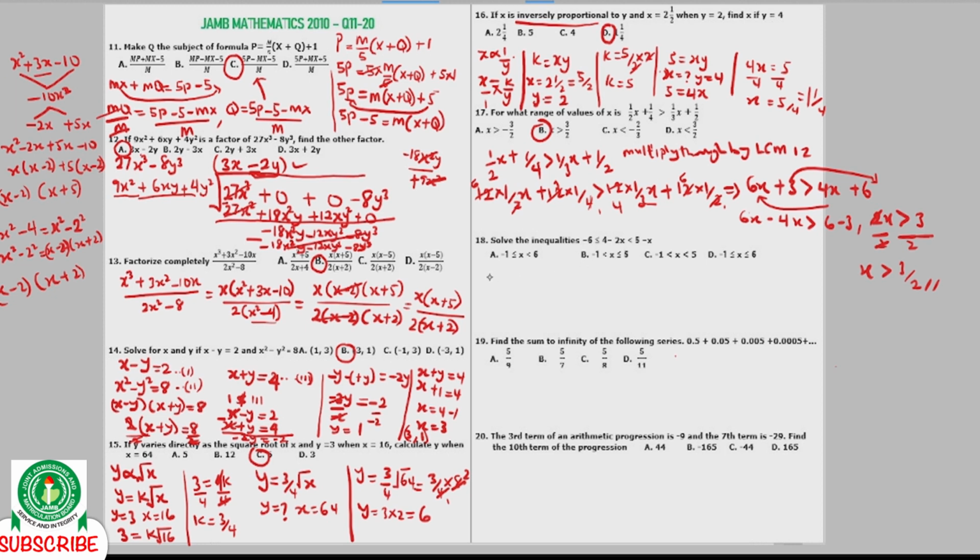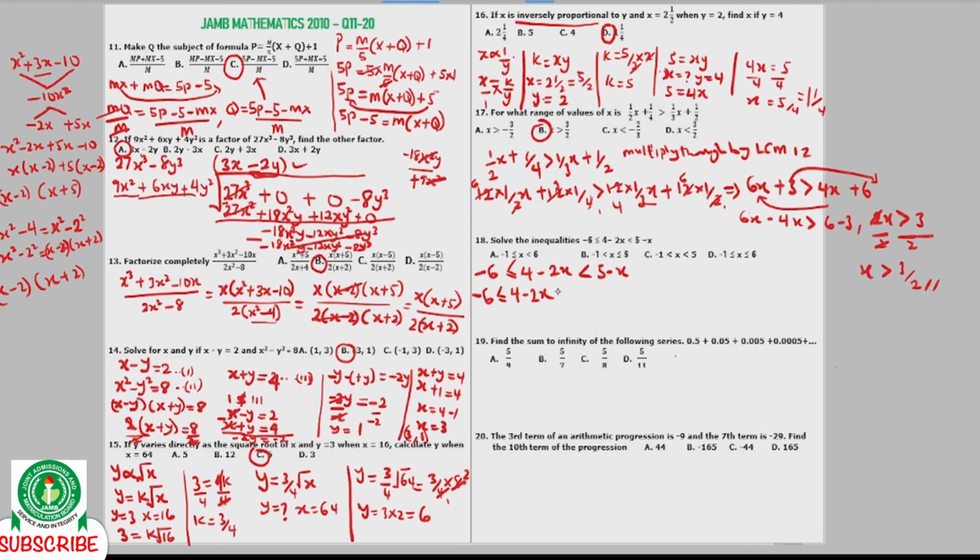Now we have to solve the inequality of minus 6 less than or equal to 4 minus 2x less than 5 minus x. Now look at this inequality. There are two signs of inequality. We have less than or equal to, and we have less than only here. So the first thing is to break this inequality into 2. So we have minus 6 less than or equal to 4 minus 2x. That's the first part you can break it into.